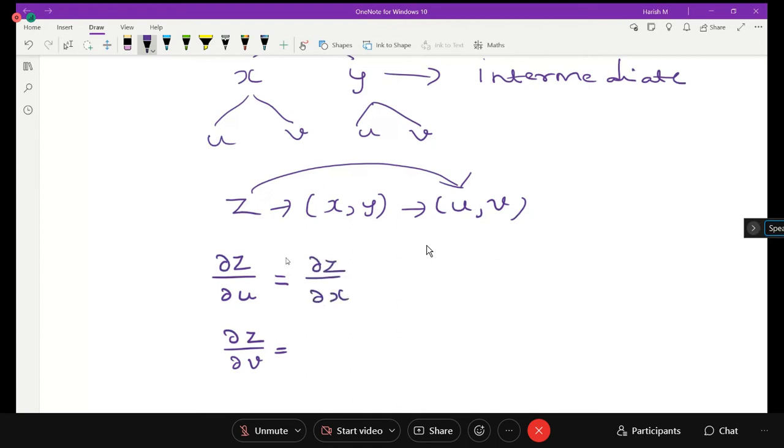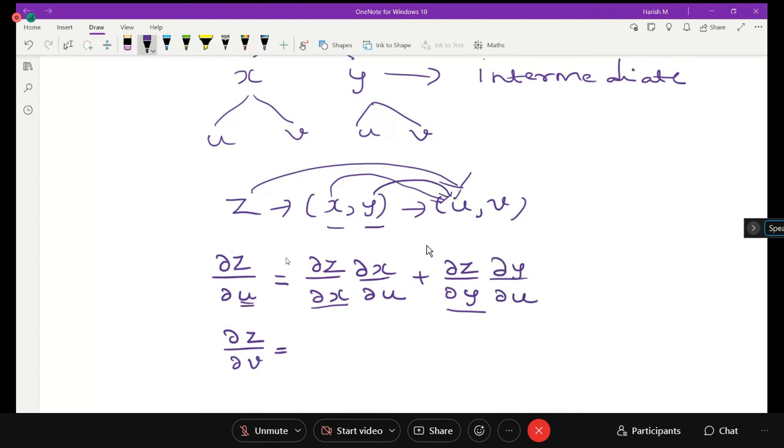But firstly, z is a function of x and y. Therefore, we can form a partial derivative of z with respect to x and y. In turn, x is dependent on u, and now we are differentiating with respect to u. Therefore, x has to be differentiated with respect to u. Even y is a function of u and v, and since we are just differentiating y with respect to u, I will write dou y by dou u.